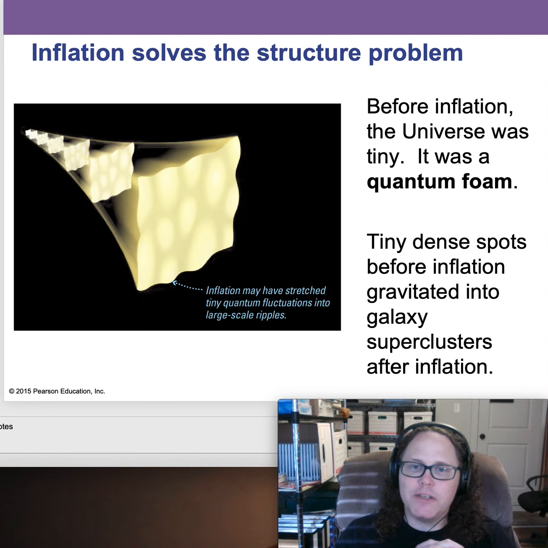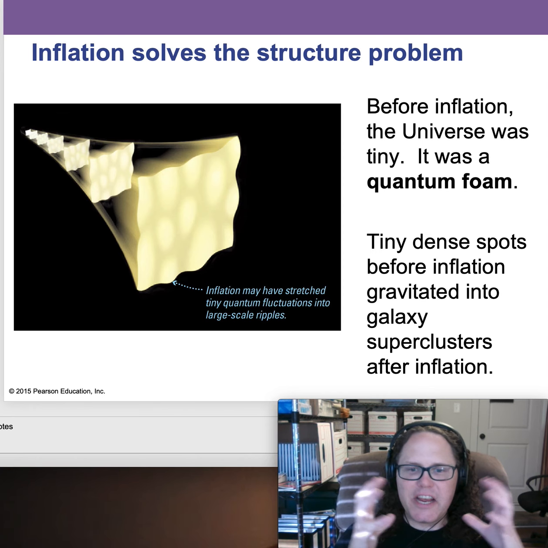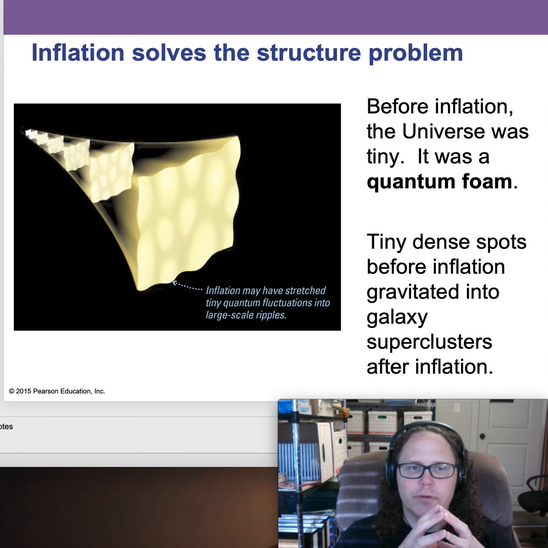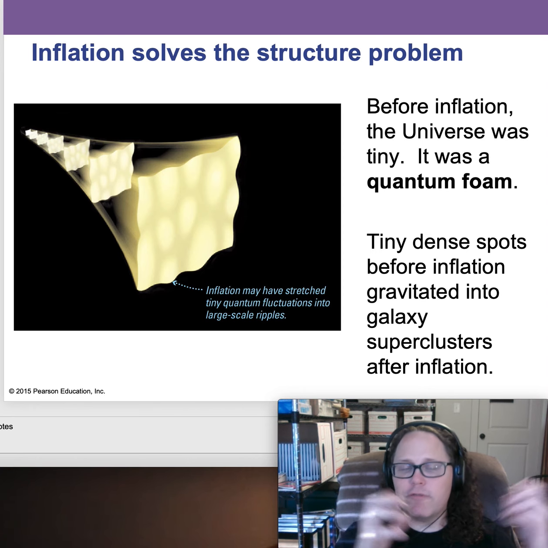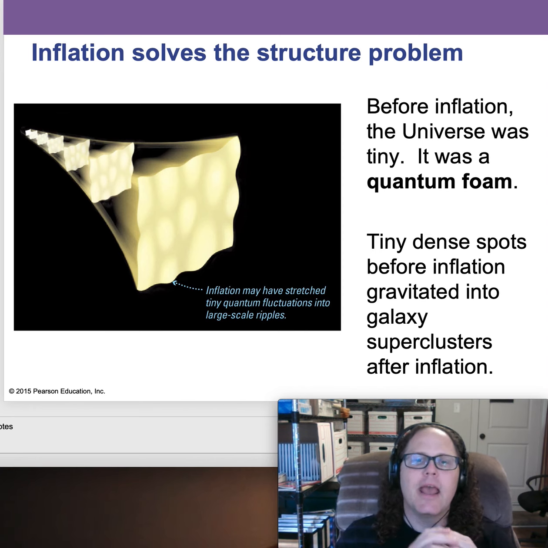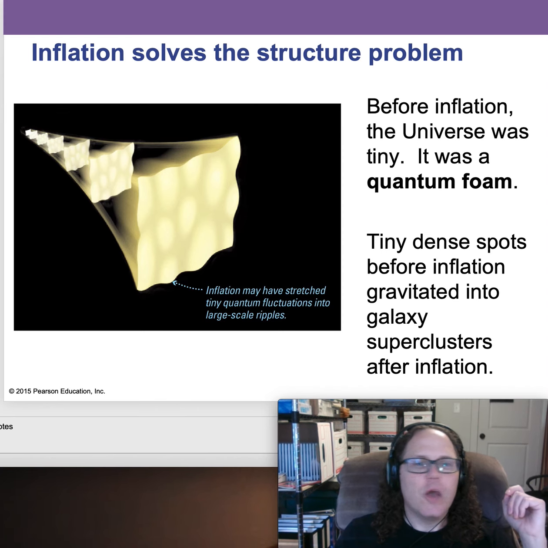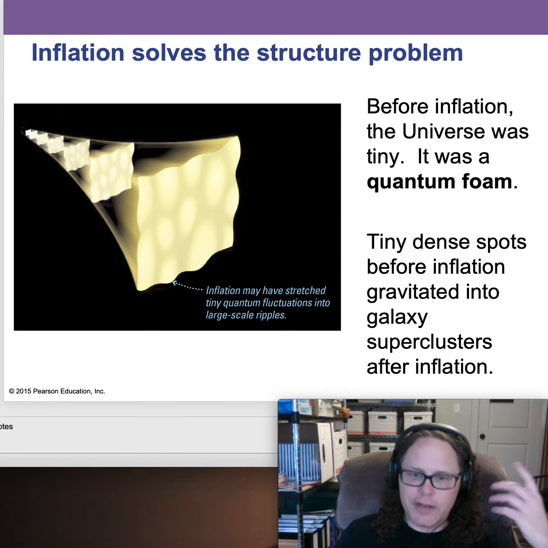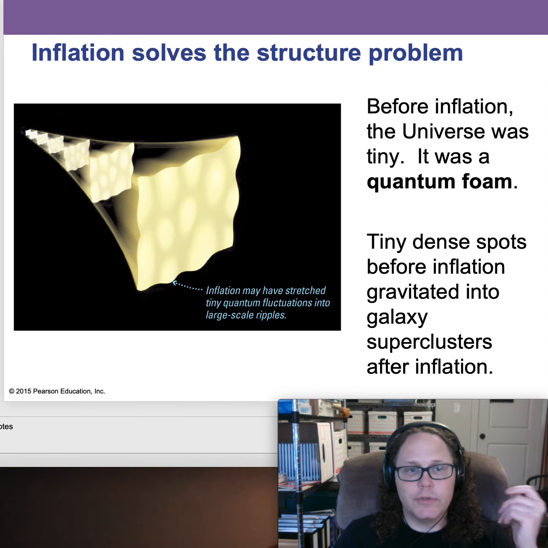Once expansion happened, once inflation happened, those tiny overdense spots became galaxy superclusters. Those tiny overdense spots were seared into the fabric of the universe. The structure of the universe was determined before inflation. That foam-like structure was already there before inflation, and it was seared in as the universe expanded faster than light. Those overdense places became places where there was a lot of matter, which then condensed to form superclusters of galaxies, which then further condense to form clusters, further condense to form galaxies, further condense to form stars.